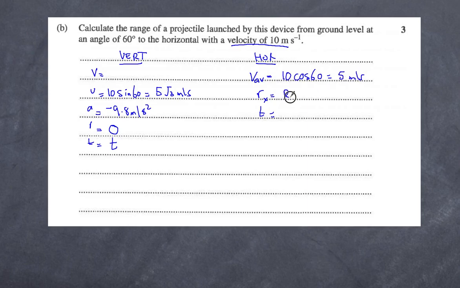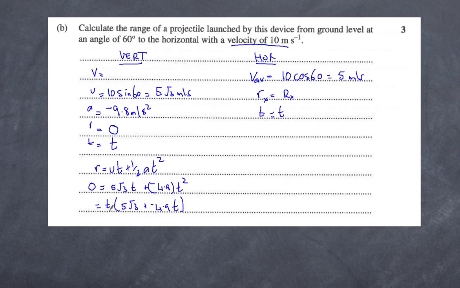The range is what I'm interested in, and of course this T is the T that I calculate over here. So I'm going to use R is equal to UT plus a half AT squared. Substituting correctly, I get 0 is equal to 5√3 multiplied by T plus a half A. That's going to be equal to negative 4.9. I just put that in straight away, multiplied by T squared. If I rearrange that, I get T outside of 5√3 plus negative 4.9 T.